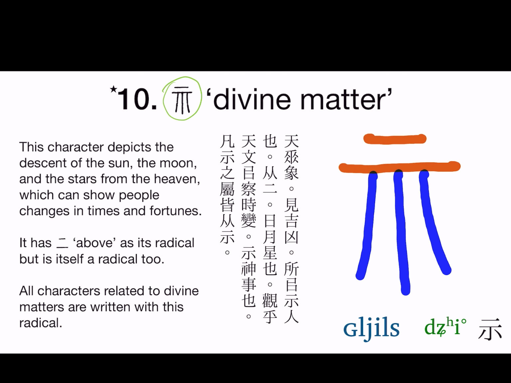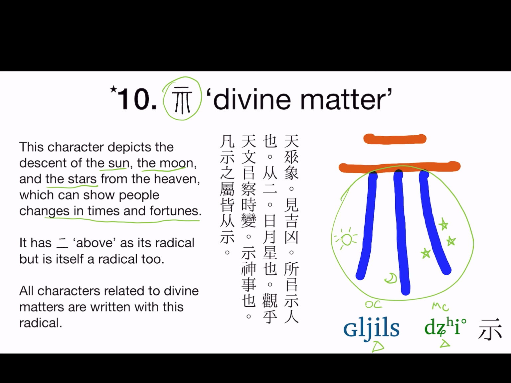It is pronounced glils in Old Chinese and zhi in Middle Chinese. This character depicts the descent of the sun, the moon, and the stars from the heaven, which are indicated by these 3 vertical strokes, one for the sun, one for the moon, and one for the stars. Apparently, these cosmological phenomena can serve to show people on the earth changes in times and fortunes, and that is why the character has to do with divine matters.